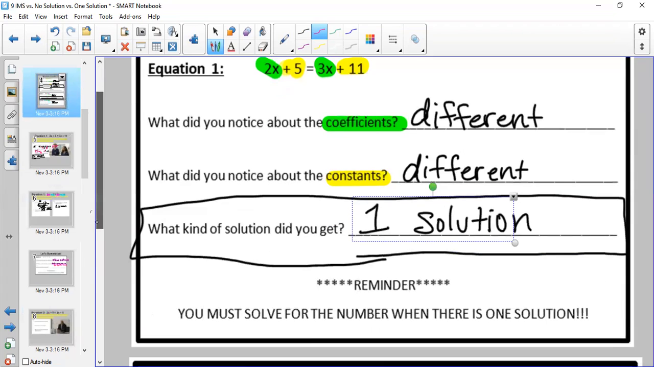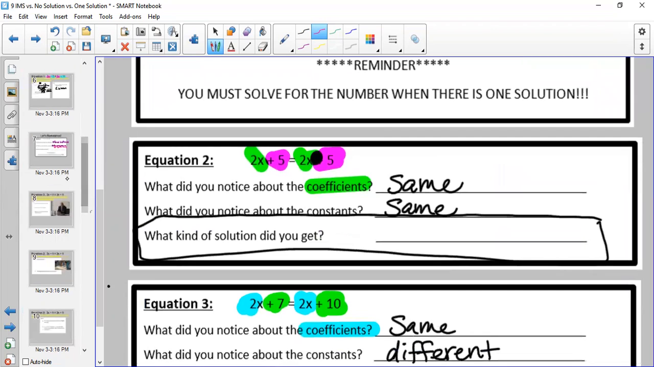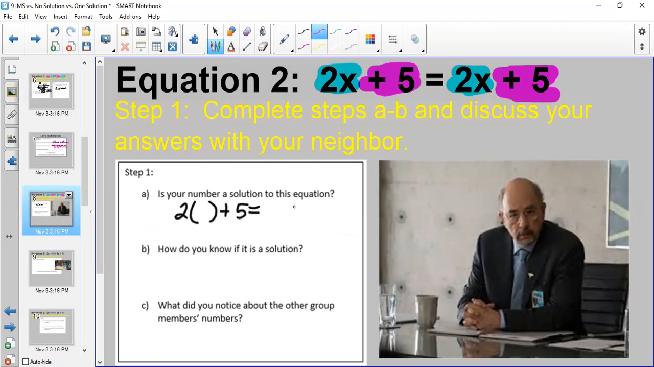And we're going to move on to equation 2, when we had everything the same. Okay, so let's look at that problem. I'll re-highlight just so you guys can see it again. So we had same coefficients and same constants. Okay, we started off the same way in class. We took out the x in the problem and put in a parenthesis. And everybody saw if their number was a solution. So again, we'll go back to our magic number of 1. Let's plug this into the problem.